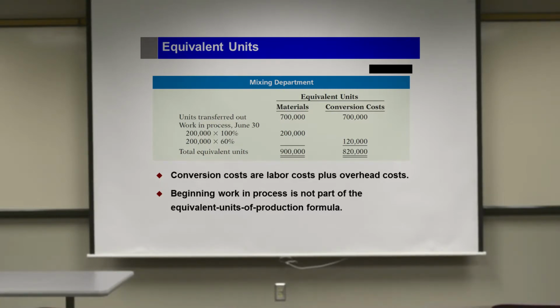When we look at the ending work in process, the raw material has been added to all the units. So 200,000 times 100% gives you 200,000 equivalent units of material. So you've got a total of 900,000 equivalent units of material. And for equivalent units of conversion cost, you've got 820,000.